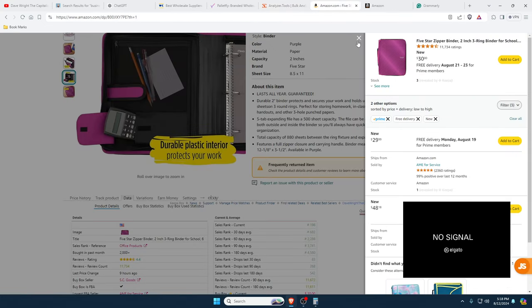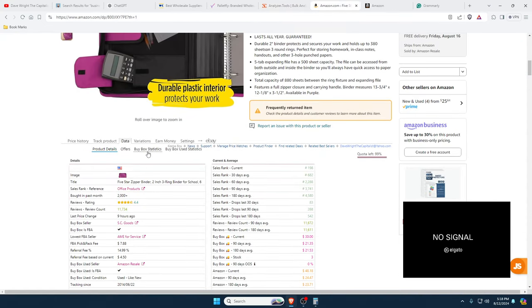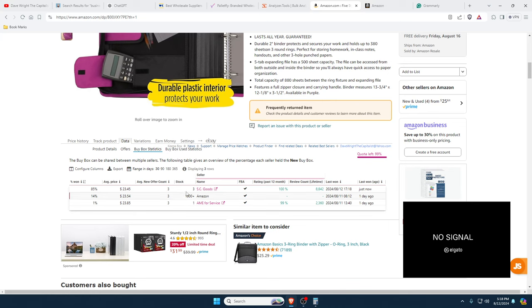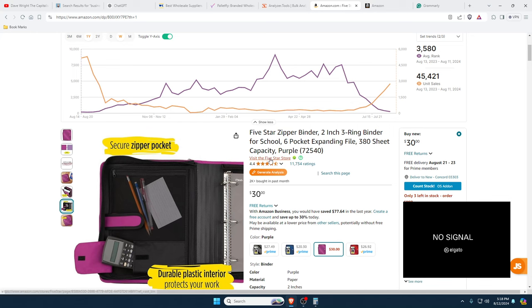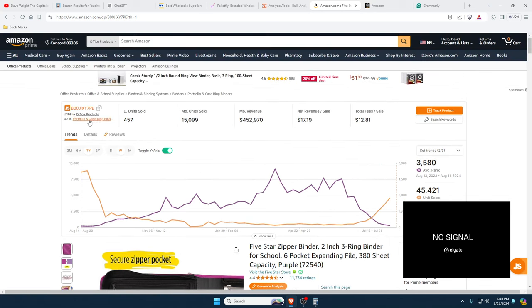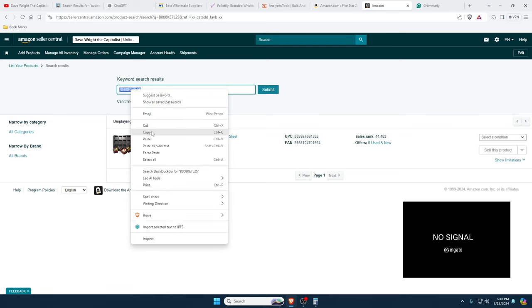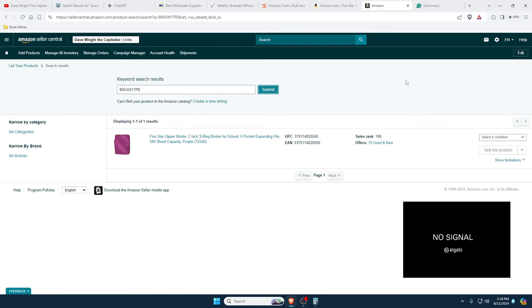Now, we still got to do a couple more things. We got to go in here. We just make sure that they're sharing the buy box, which they are. Looks like SC Goods is doing the most. Let's just make sure SC Goods is not selling it. They're not. And now let's go and see if we can actually sell it. We can. It sells really quick.